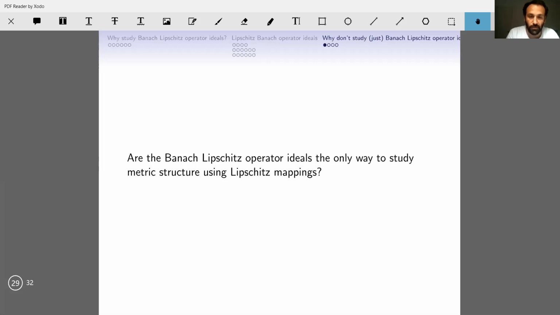But is this the only way? The question is, if we want to describe linear properties using Lipschitz ideals, Lipschitz functions, the only way that we have to do that is using the theory of Banach Lipschitz operator ideals.